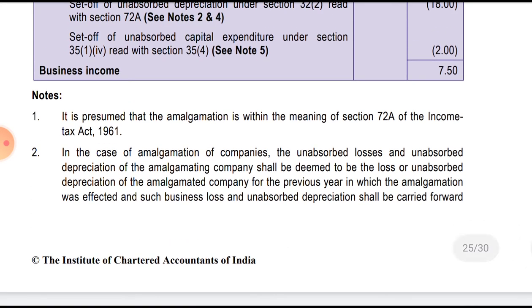It is presumed that the amalgamation is within the meaning of 2(1B) of the Income Tax Act. In the case of an amalgamation, the unabsorbed losses and the unabsorbed depreciation of an amalgamating company shall be deemed to be the loss or the unabsorbed depreciation of the amalgamated company for the previous year in which the amalgamation was effected, and such business loss and the unabsorbed depreciation shall be carried forward.